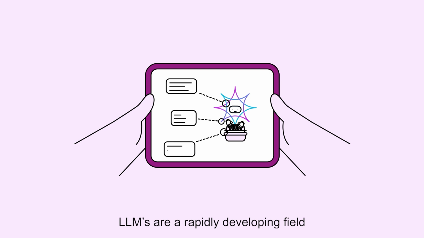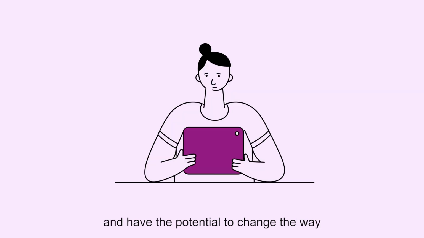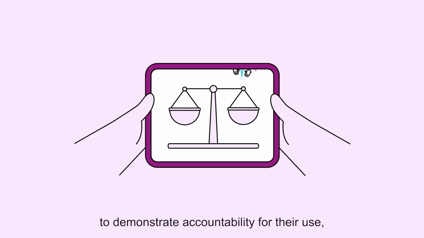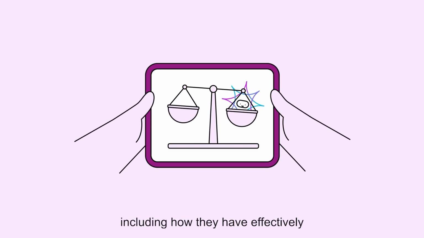LLMs are a rapidly developing field and have the potential to change the way councils deliver for their communities. But councils must find ways to demonstrate accountability for their use, including how they have effectively addressed the risks.